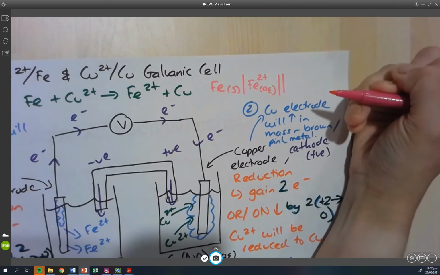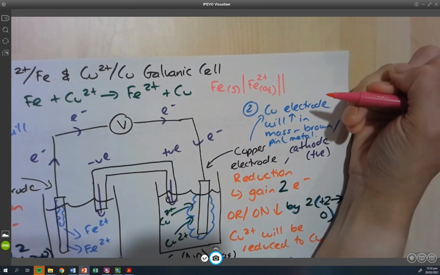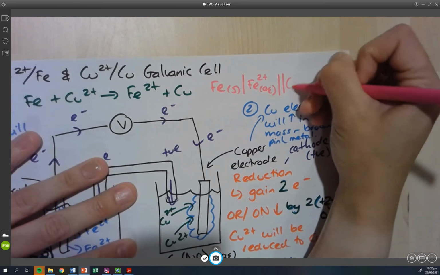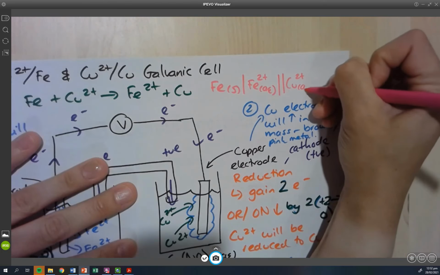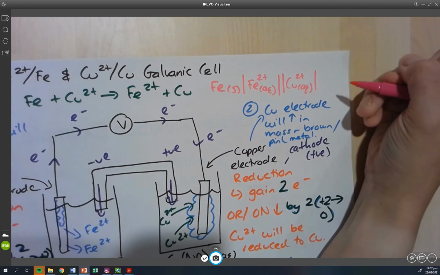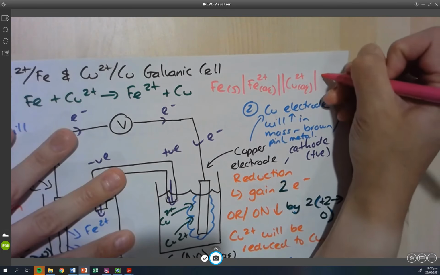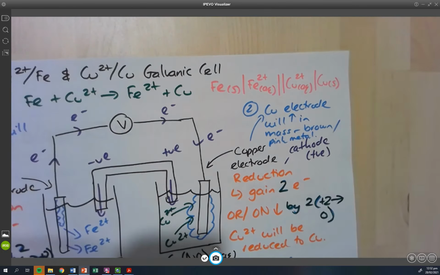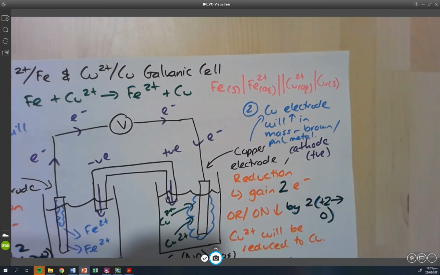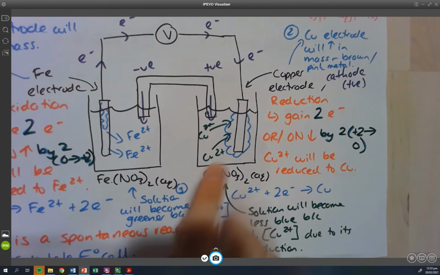You draw 2 lines. The 2 lines represent that you are now talking about the other beaker, the other half of the cell. Write down what's gaining those electrons. So that's the copper ion, aqueous because it's in solution. Draw another line to represent that you are now talking about the electrode, copper solid. This, again, isn't part of the assessment scope. It's just useful because you're going to get homework questions that have that. And it's basically a shorthand for us to write this.